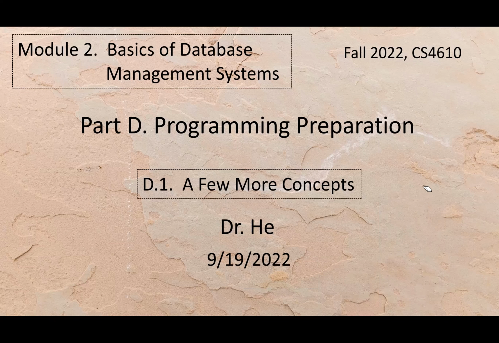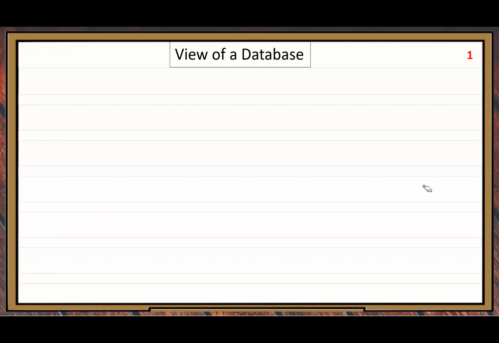Okay, color D.1, a few more concepts. The first one I like to talk about is the view of a database. So here, what's the meaning of this view? We know there are different meanings. In my lectures, I always talk about looking at some specific problem in different views, right? But here, the view is a special database terminology. It's an object, a view object.